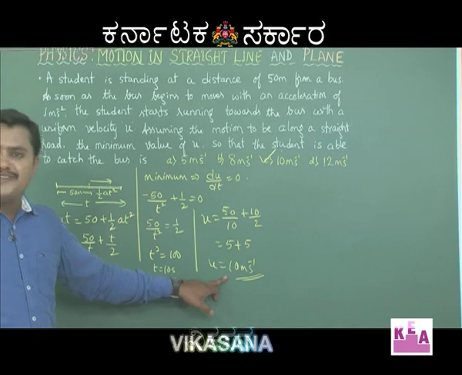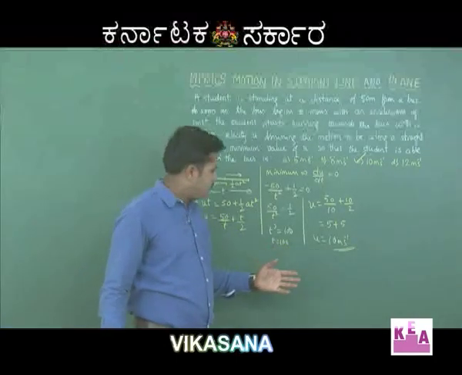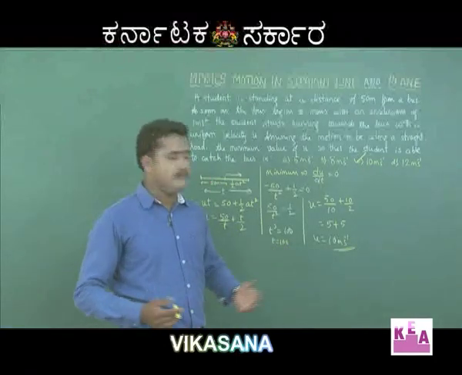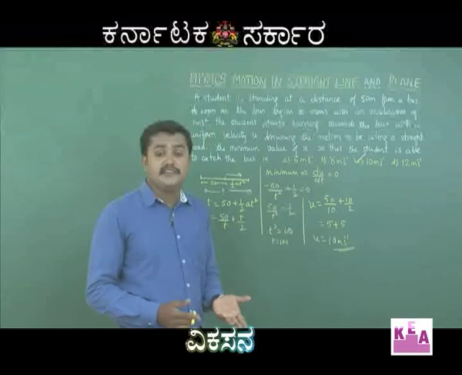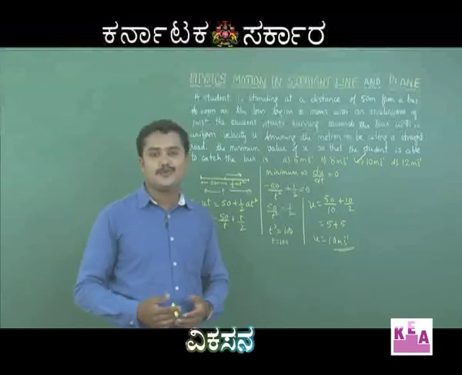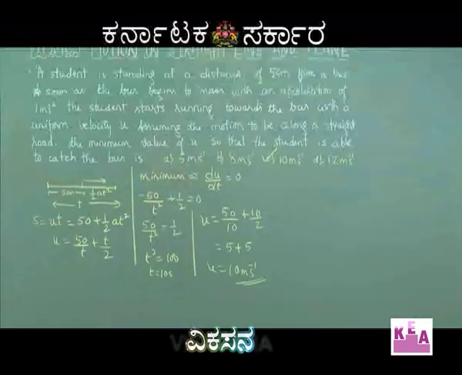This is not a bad velocity either. 10 meter per second means 10 meters in 1 second. For 100 meter he just takes 10 seconds, almost close to Usain Bolt's velocity. Okay, I think option C is the most correct answer.